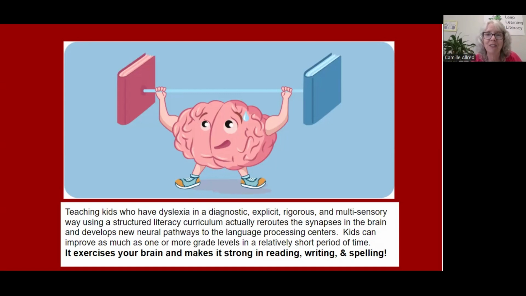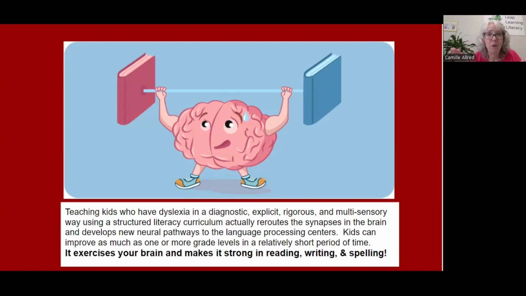This has been proven with the science of reading by scanning the brain. They scan the brain prior to any type of intervention, and they see that it is the frontal lobe that is lighting up when they're trying to process language. Then they give them a period of intervention of a structured literacy curriculum. If it is rigorous, explicit, multisensory, and they're able to respond to many questions, they are developing new neural pathways in the brain. They rescan the brain and they see that the language processing centers are lighting up.